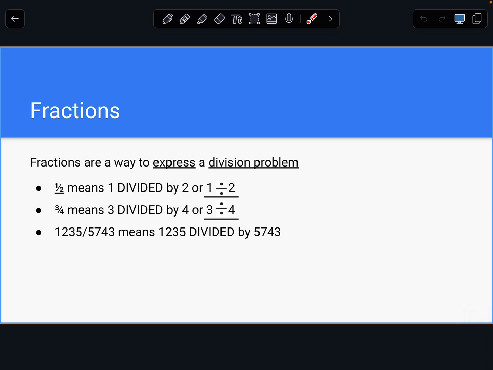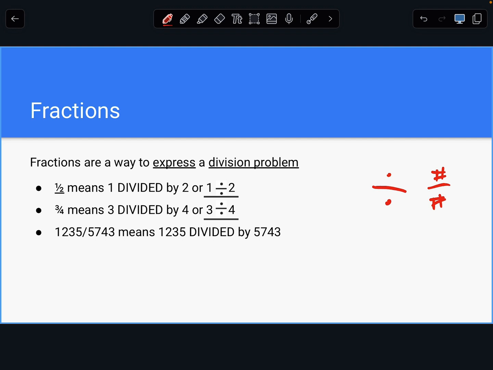Before we talk about how to switch between each of these things, we need to discuss what they actually are. Fractions are a way to express a division problem. Whenever you see a fraction, it's literally a division symbol. That is why the division symbol is a line with a dot on top and a dot on bottom. This is a reference to a number over a number, which is how you write a fraction. A fraction is a division problem.